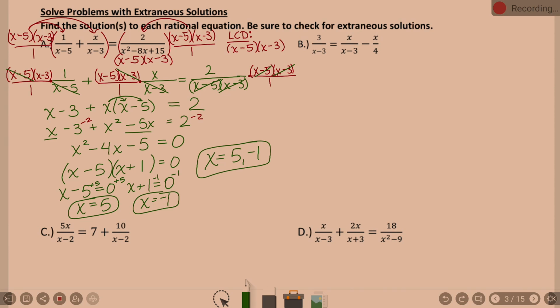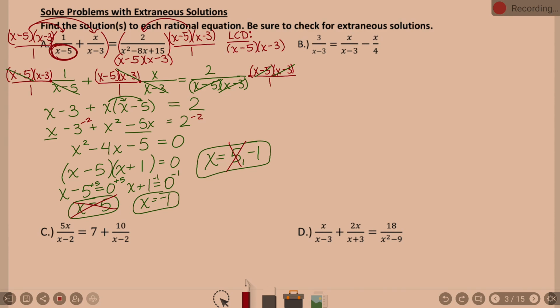What? Why can't 5 be it? Okay. Last step, check for extraneous solutions. Would 5 or negative 1 ever make my denominators equal to 0? Well, right there, that would be a problem, wouldn't it? 5 minus 5, I would have a 0 in the denominator. So guess what? 5 is a no-go. Is negative 1 okay? Yeah.